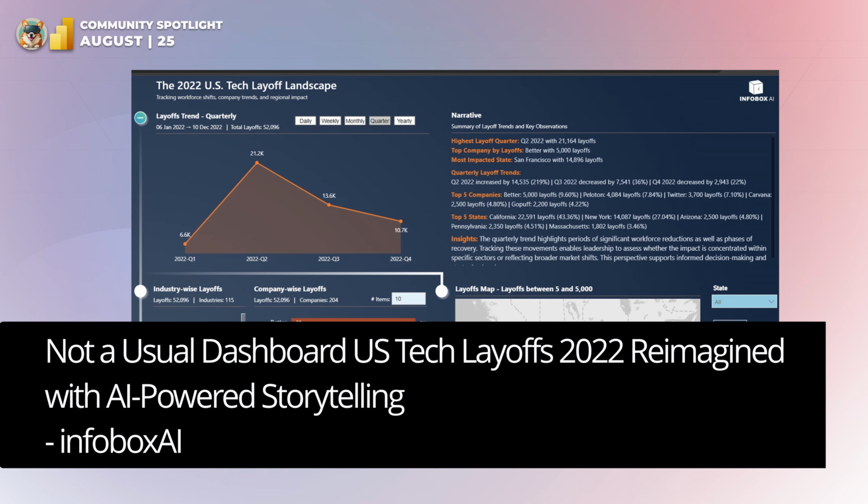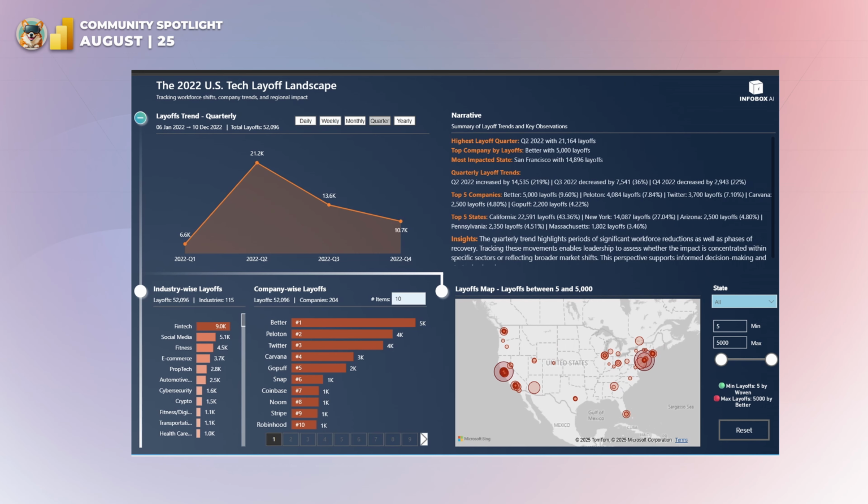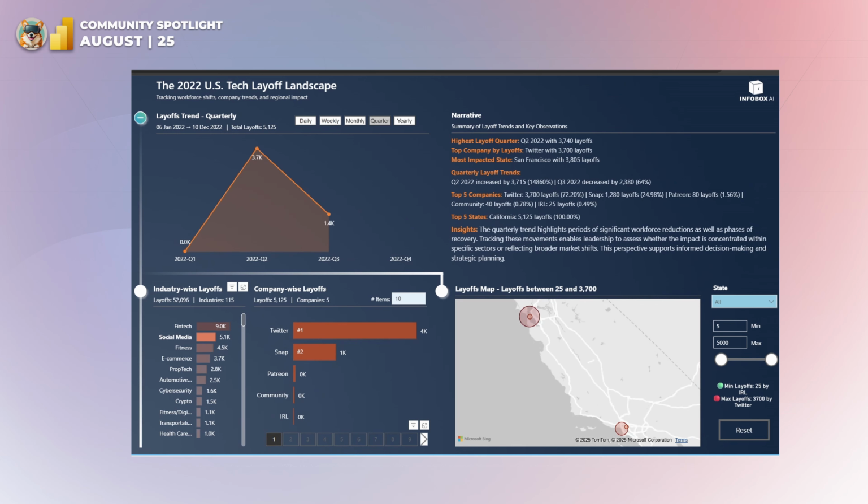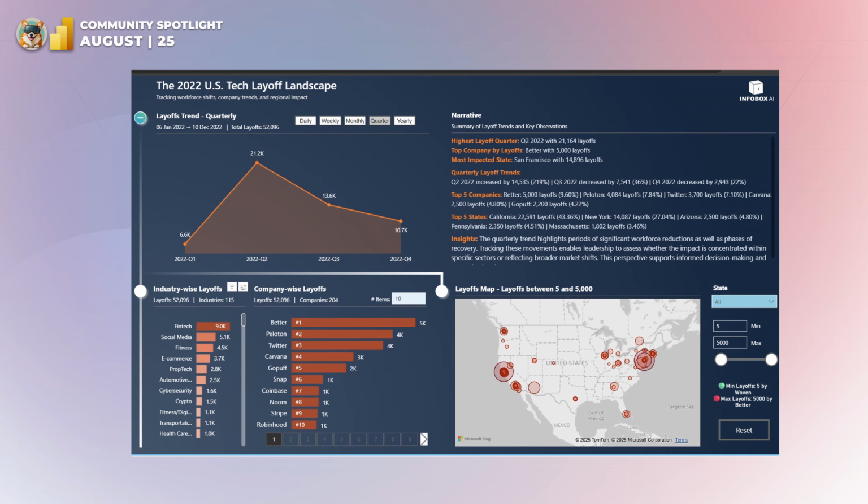Our final pick is not a usual dashboard. US Tech Layoff 2022, and honestly I completely agree with that title. The dashboard goes beyond just numbers. It adds real value with trends, industry breakdowns, company level data and a detailed map view.